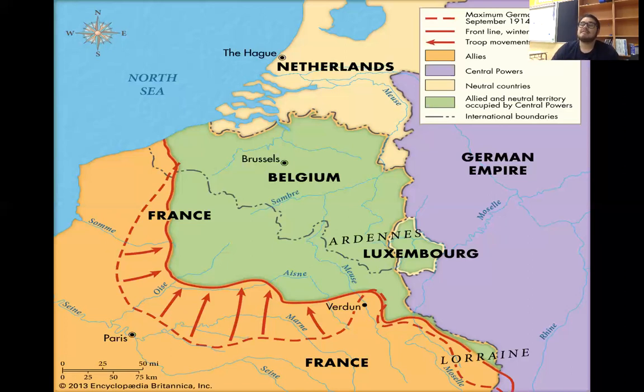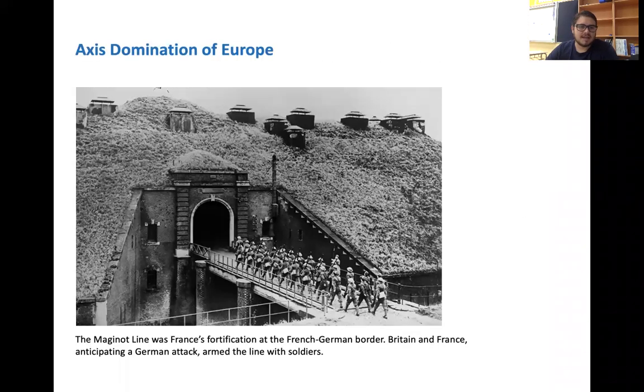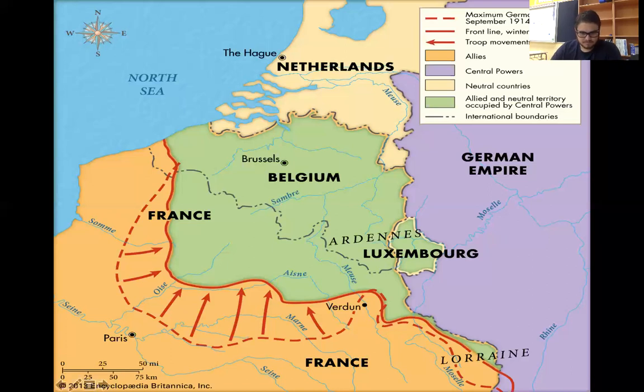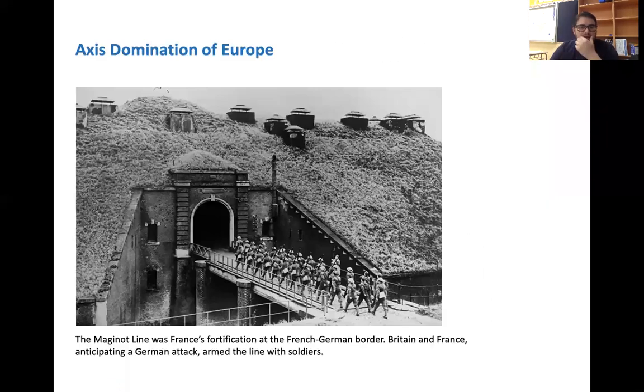However, class, they don't take into account planes. They don't take into account just blowing up part of the forest so you can walk through it. Excuse me. And that's what the Germans are going to do. So let's go back up to here to the Maginot Line. The Maginot Line is going to be a very secure border. However, class, it doesn't matter if you just go over it, right?